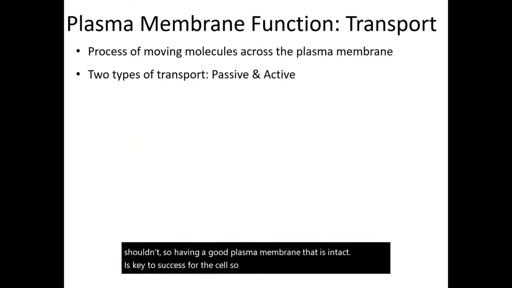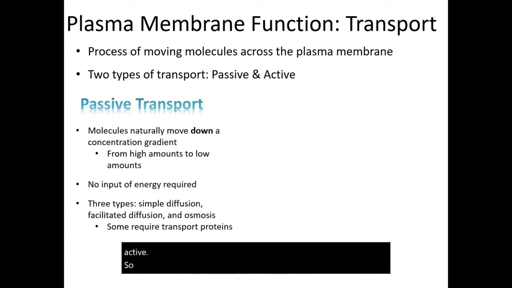So let's take a closer look at transport, how molecules are able to get in and out of a cell. Transport is the moving of molecules across the plasma membrane. And we can divide transport into two categories, passive transport and active transport. We're going to talk about the features of passive transport first, and then the features of active transport. But really, they're just opposite of one another. So if you remember the features of passive transport, you're automatically going to know the features of active.